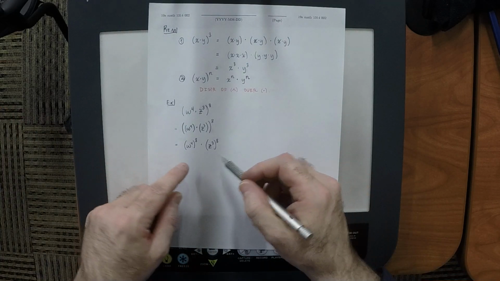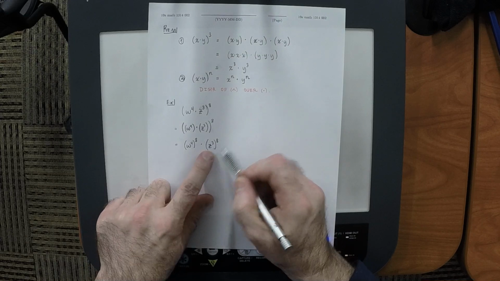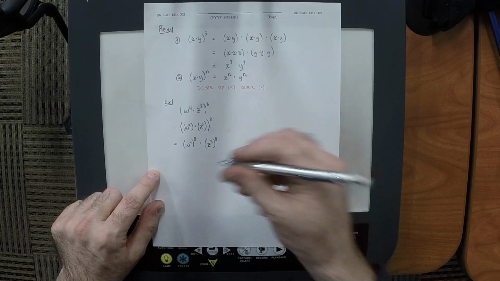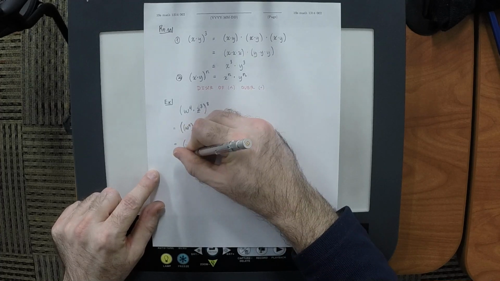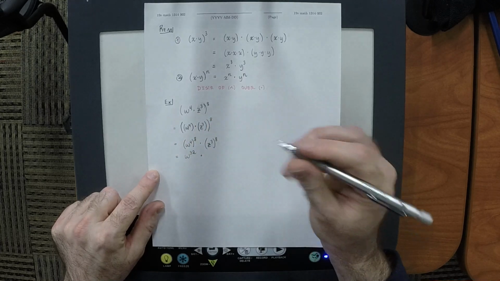And then now each one of these is the rule on the previous page. So how many w's are there? 32. And then how many z's? 24.